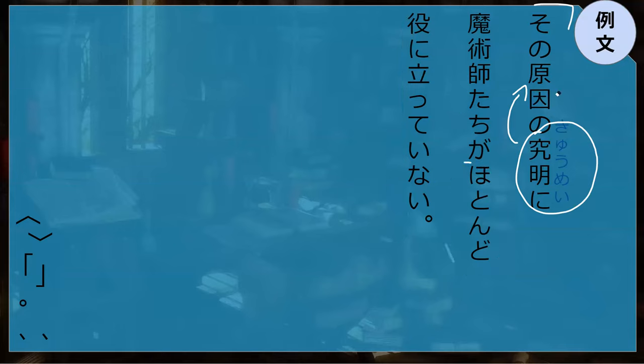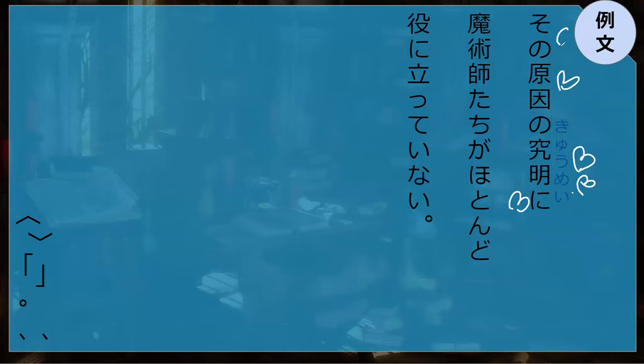And not useful towards what? Towards the human that is described by sono genin, the elucidation of the cause of that. Or the investigation of the cause of that source. Perfect.